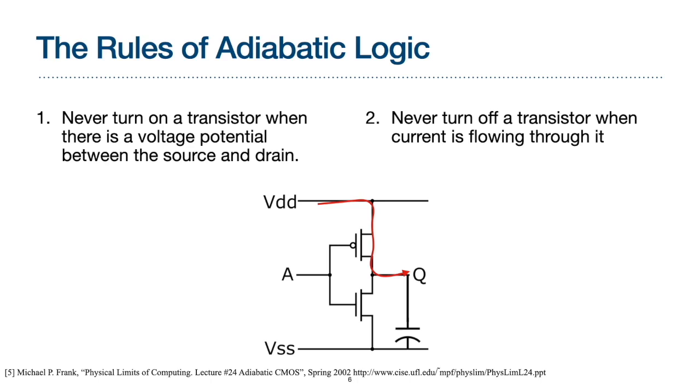The first rule is that a transistor should never be turned on when there exists a voltage potential between the transistor source and drain. And the second rule is that a transistor should never be turned off when there is current flowing through it. If you think about it, these rules are basically opposites of one another. In both cases, you don't want a transistor to switch states when it has control over the flow of electricity through the gate and drain.